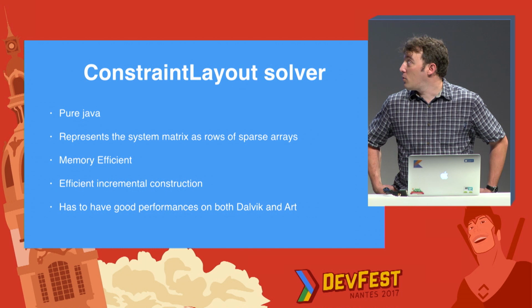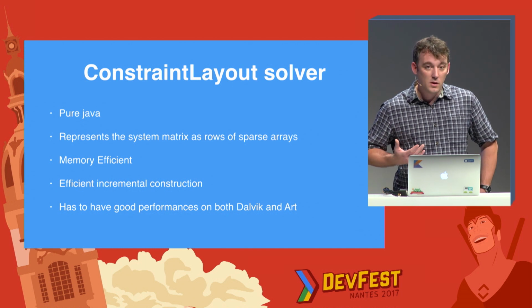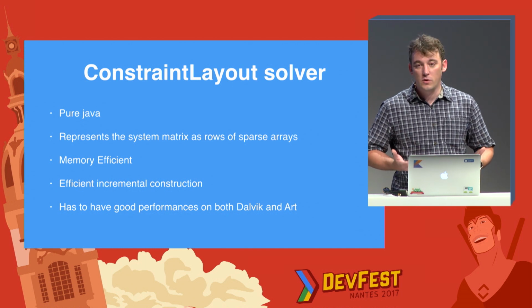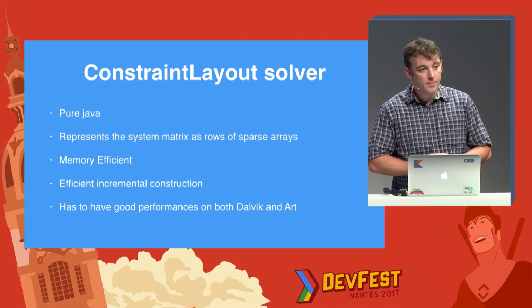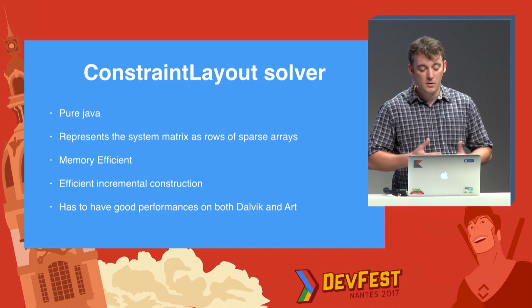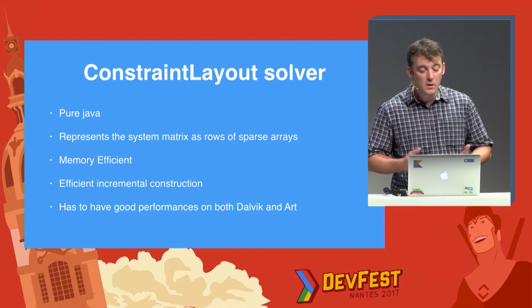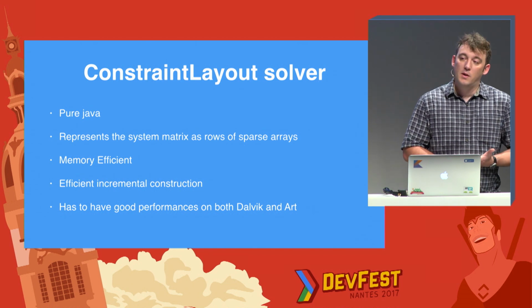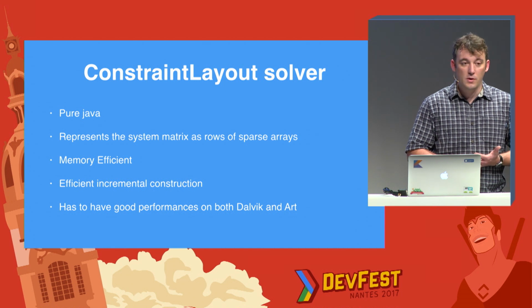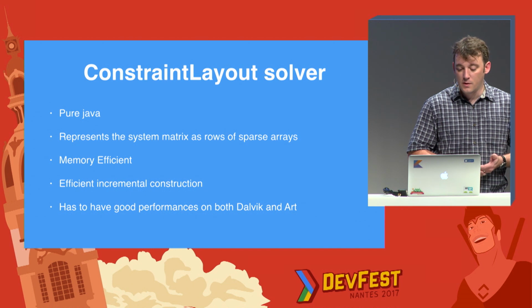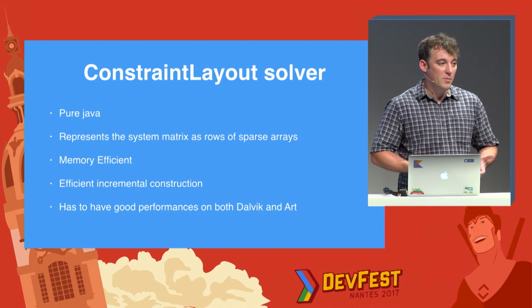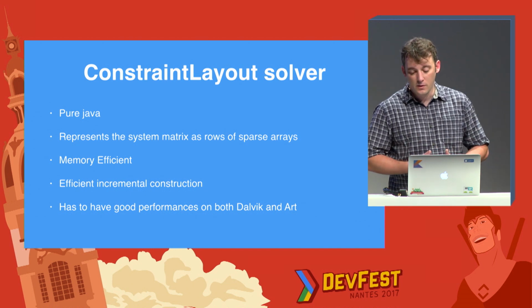So what did we do for constraint layout? Well, we created an implementation of the solver in pure Java so that it's easy to distribute. Everything is presented as sparse arrays for the matrix, so it's pretty memory efficient. It's an incremental solution as well, which is basically we try to optimize for the cold case. And it had to have good performance on both Dalvik and ART in terms of the VM.